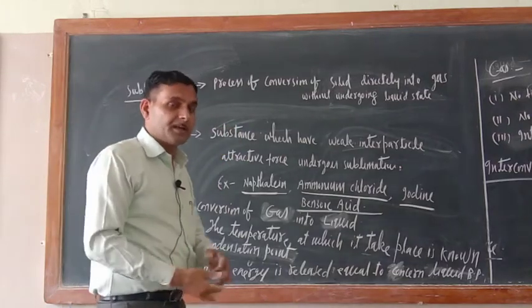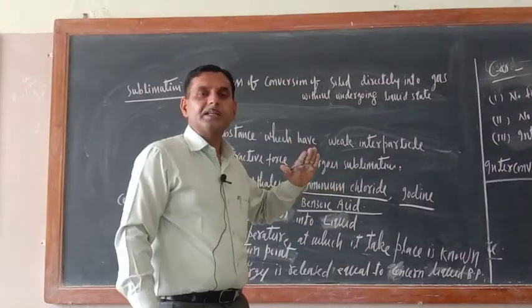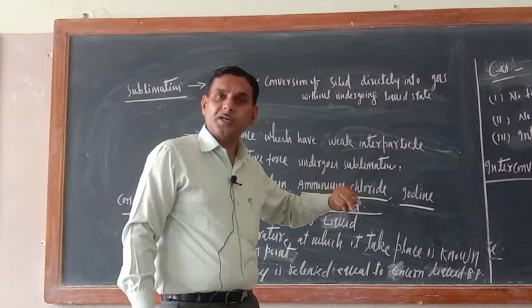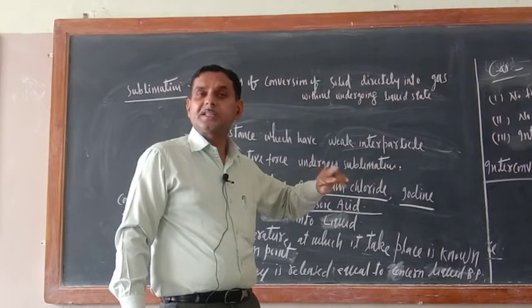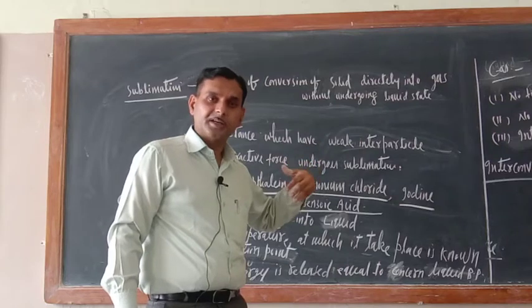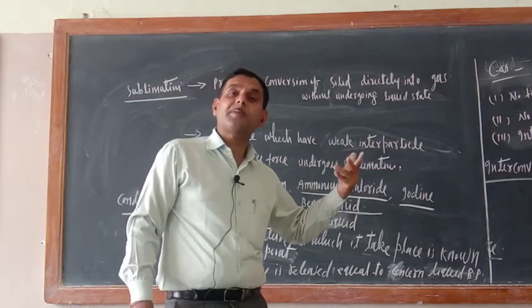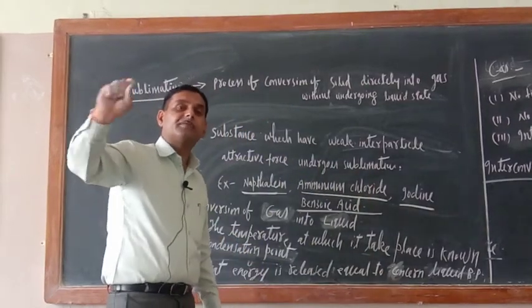So just see what we can say. Number one, melting is an endothermic process, but freezing is an exothermic process. Boiling or vaporization is an endothermic process because heat energy is needed. But what is condensation? Condensation is an exothermic process because heat energy is released. So the sign will be different.